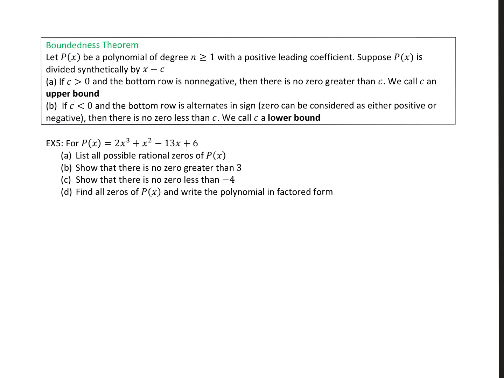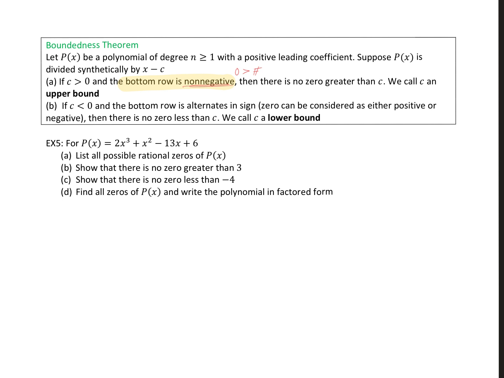Now, lastly, let's take a look at another theorem, the boundedness theorem. So let p of x be a polynomial of degree n greater than or equal to 1 with a positive leading coefficient. Suppose p of x is divided synthetically by x minus c. If our c value is greater than 0 and the bottom row is non-negative, what does that mean? Basically 0 or greater, because remember, 0 is not actually a negative or a positive number, so when we're saying non-negative, we're including positives and 0.